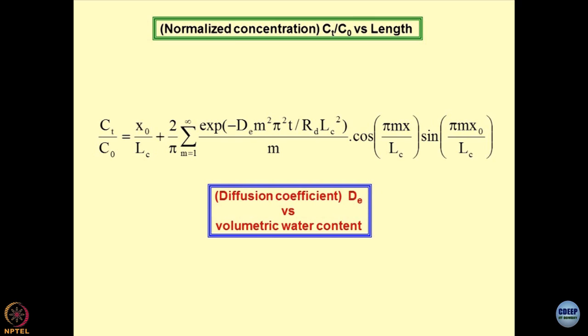So, those terms are appearing in cos and sine terms in the form of X and X naught at different t values. So, if you solve this expression, you can get how Ct by C naught is changing with respect to X. It's a time series. So, this is how you have got the time factor from the consolidation equation also.